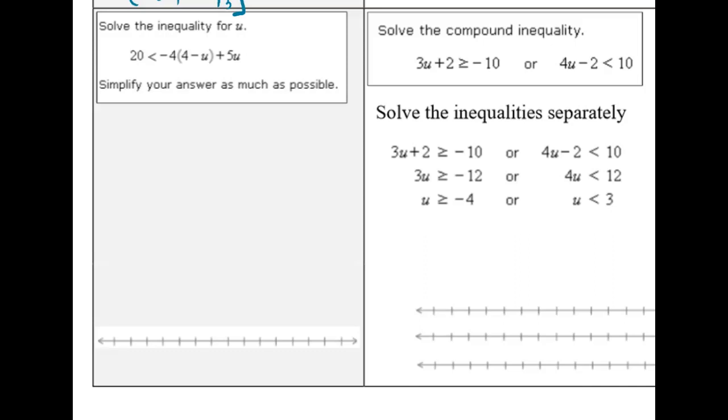This last basic inequality has a new obstacle, namely the parentheses. So the first thing you do is to get rid of them by distributing -4. Next, I add 16 to both sides, which can be seen as moving the -16 to the opposite side, and I combined 4u and 5u.